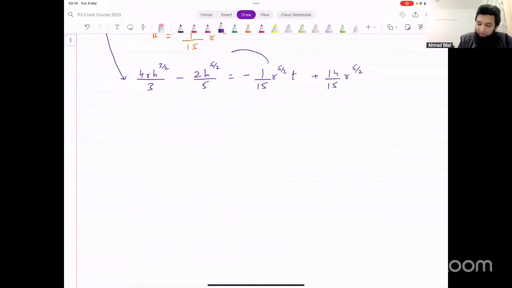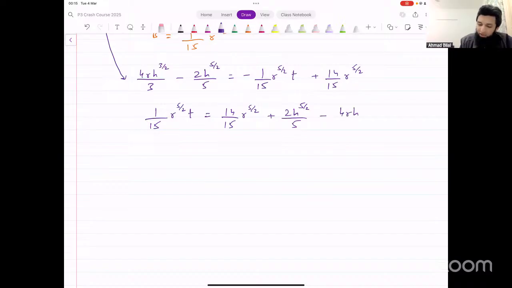What I can do is bring this term to the left and take the other two terms to the right. So I would get 1 over 15 into r raised to the power 5 over 2 times t equals 14 over 15 r raised to the power 5 over 2, this term, plus 2h raised to the power 5 over 2 divided by 5 minus 4rh raised to the power 3 over 2 divided by 3. Now I can multiply 15 on the other side, and that will make things simpler. Fractions get eliminated.